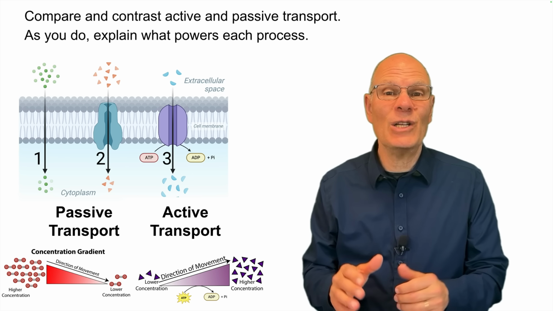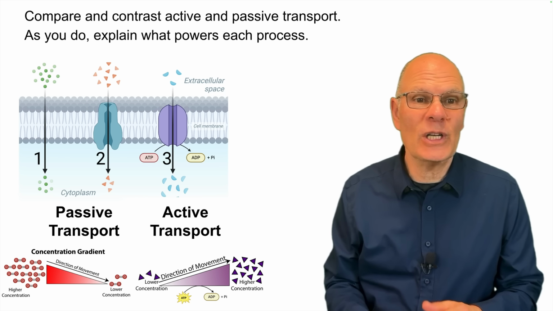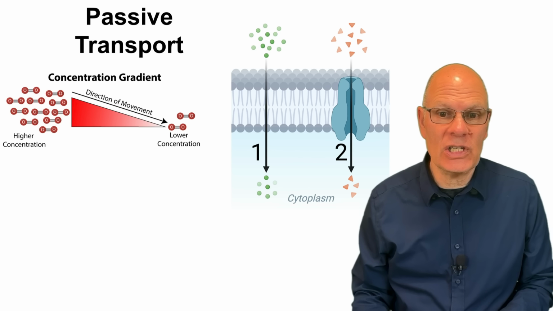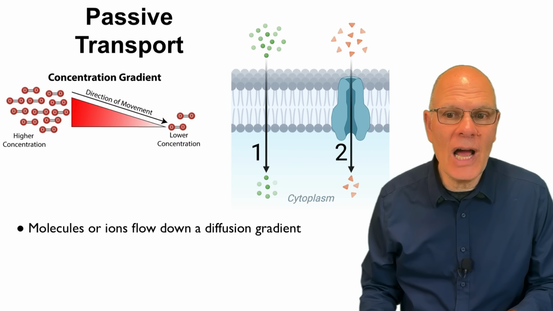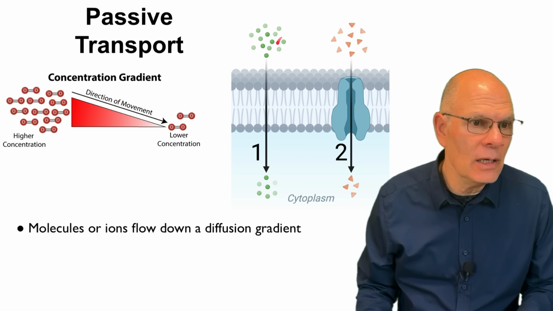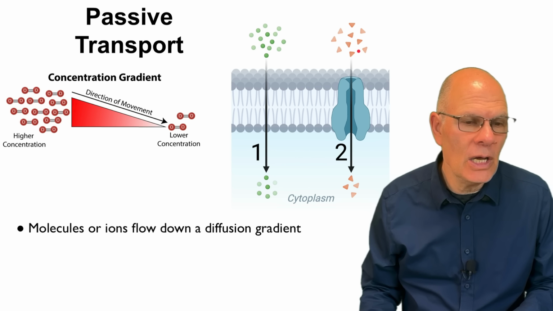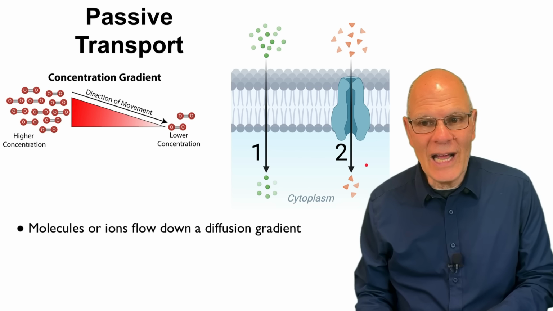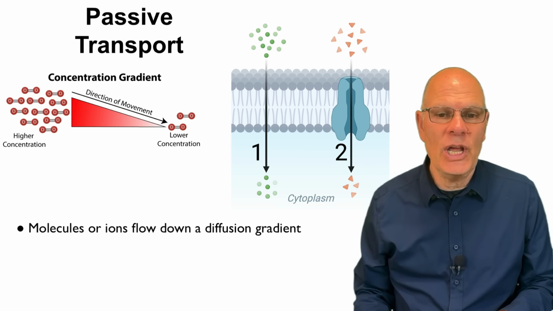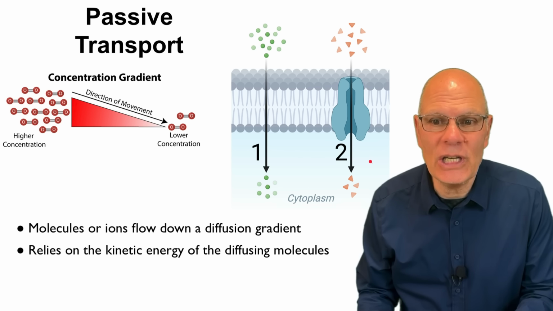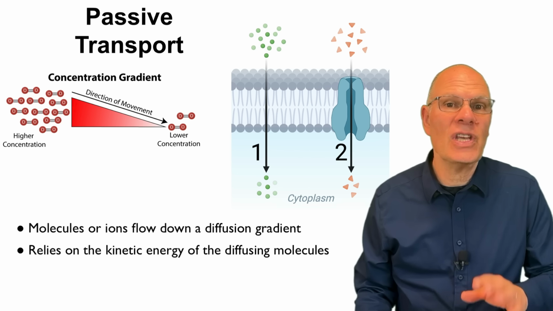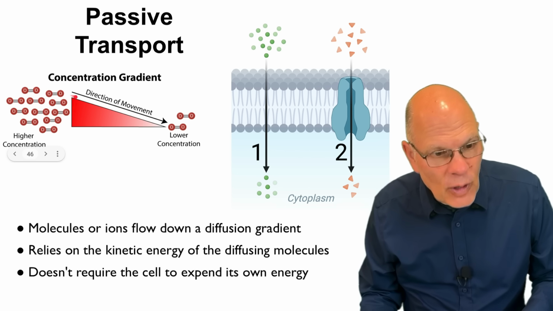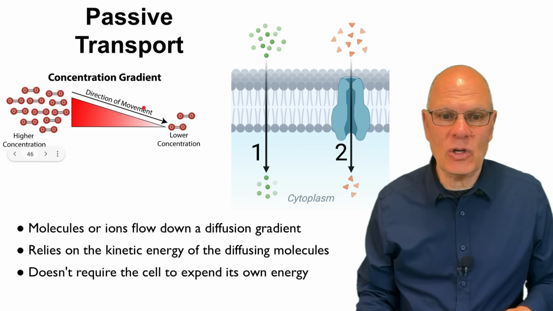Compare and contrast active and passive transport. As you do, explain what powers each process. Passive transport is what we just discussed. It's when molecules or ions flow down a diffusion gradient. Here, more concentrated to less concentrated. And that's what it's all about. It's diffusion from high concentration to low concentration. It relies on the kinetic energy of the diffusing molecules or ions. It doesn't require cellular energy. As you can see here, molecules are flowing down their concentration gradient.